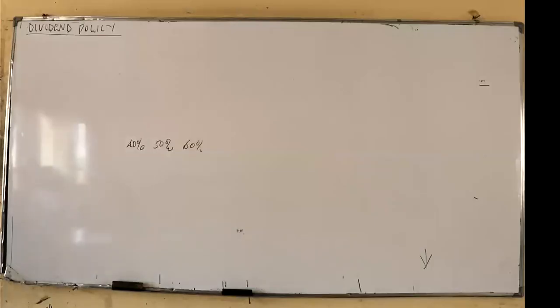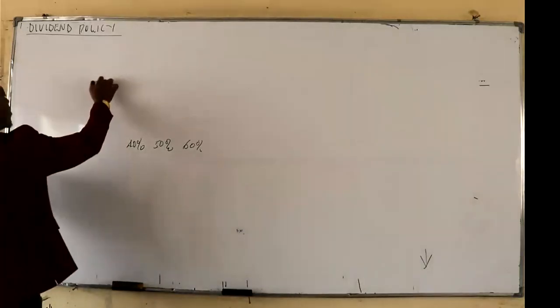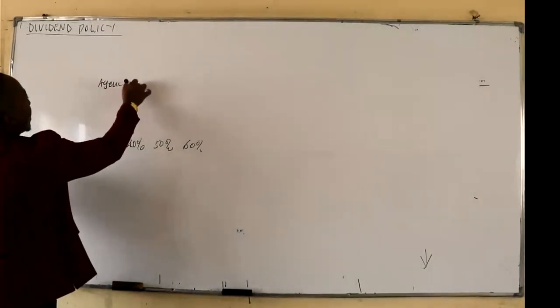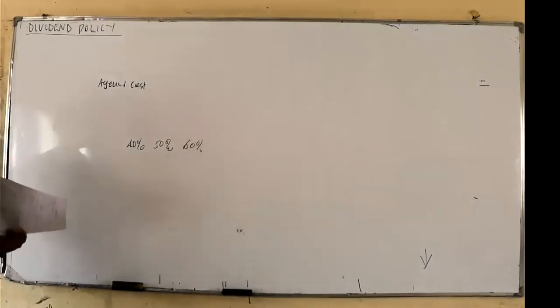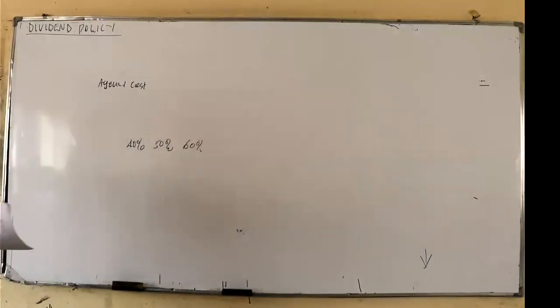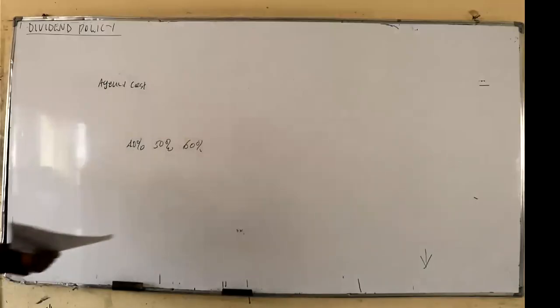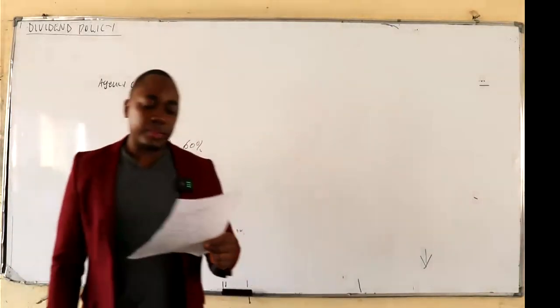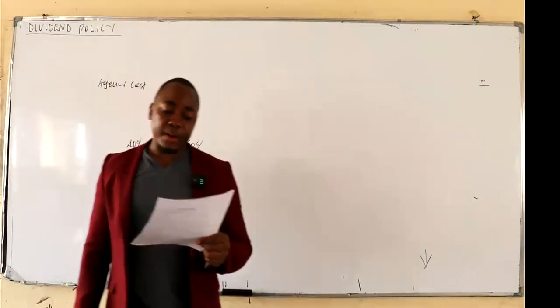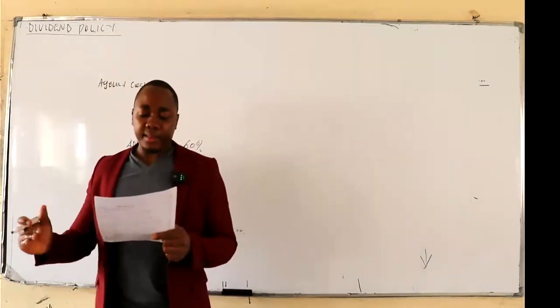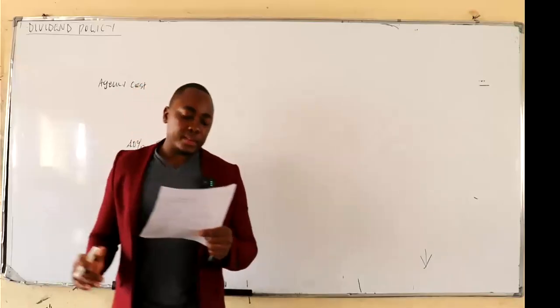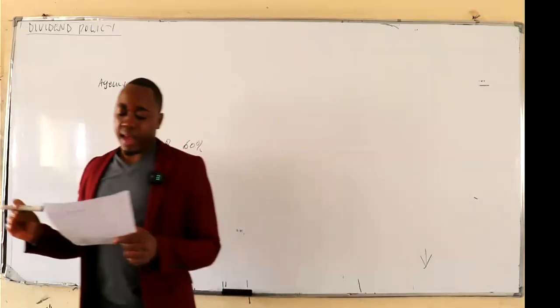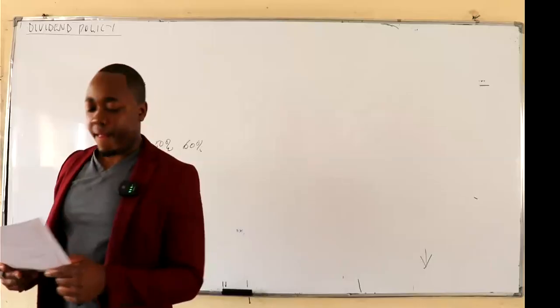Number 5 is the restriction by the debt holders. That arises as a result of what we call the agency cost. Agency cost arises as a result of restrictions put in place by the debt holder. There are terms and conditions of the agreement which may restrict the company from paying dividend unless the earnings of the company exceed a given limit.